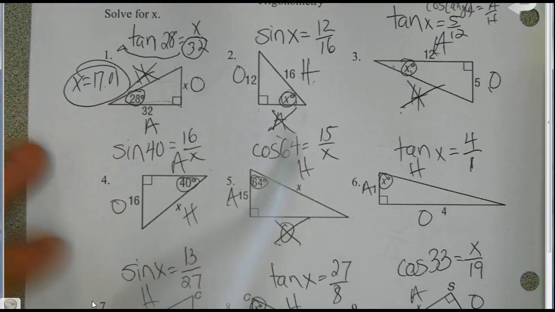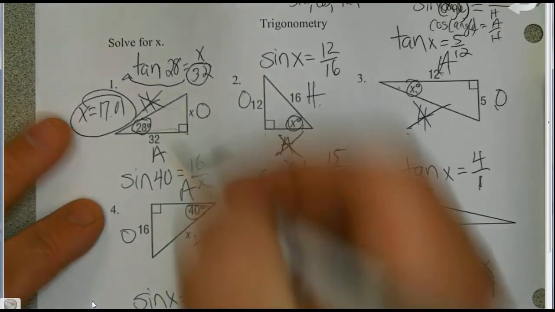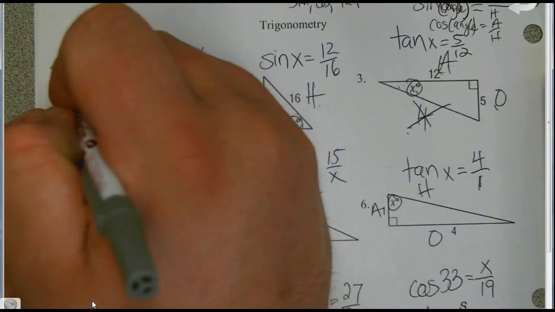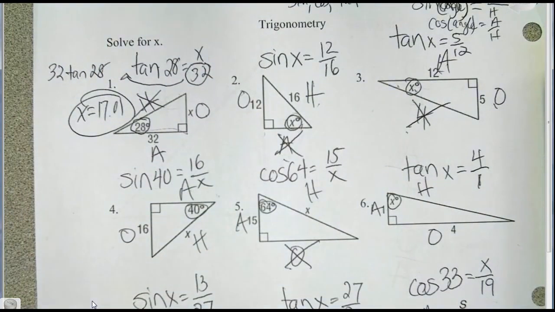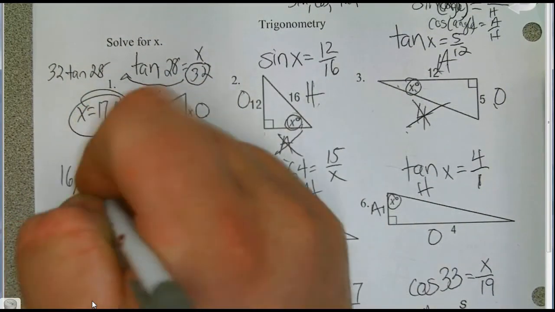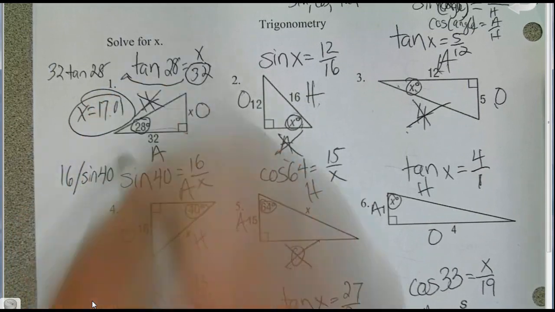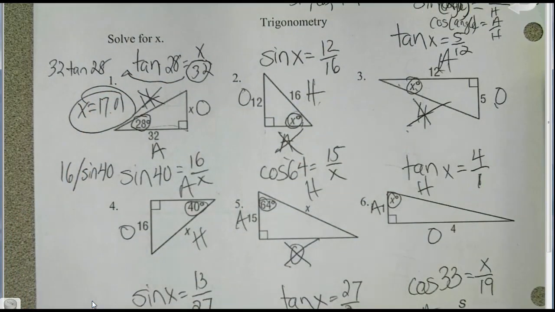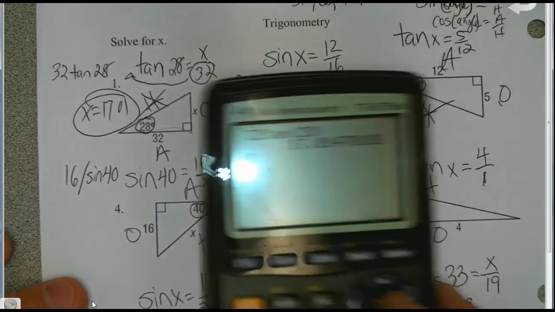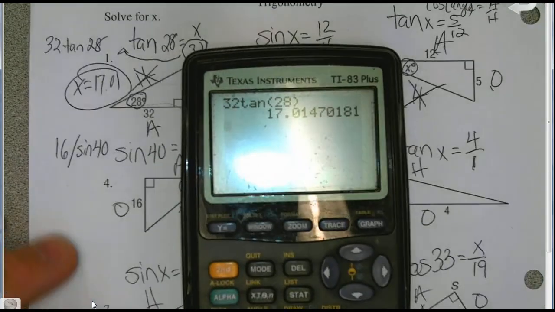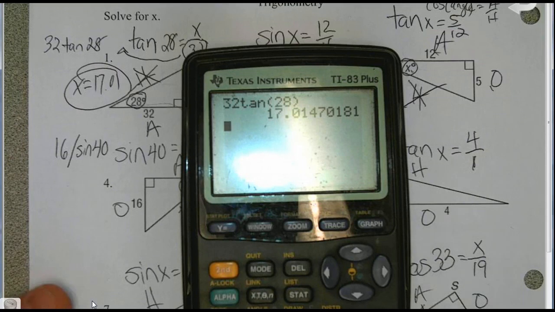So you get an x over here and get rid of this, and then you divide by the sine of 40. So if we did 32 times the tangent of 28 in number 1, we're going to do 16 divided by the sine of 40 in number 4. And again, like I said, x on top, you take your number on the bottom and multiply it by the tangent. If the x is on the bottom, you take the number on the top and divide it by the trigonometry function with the angle value.